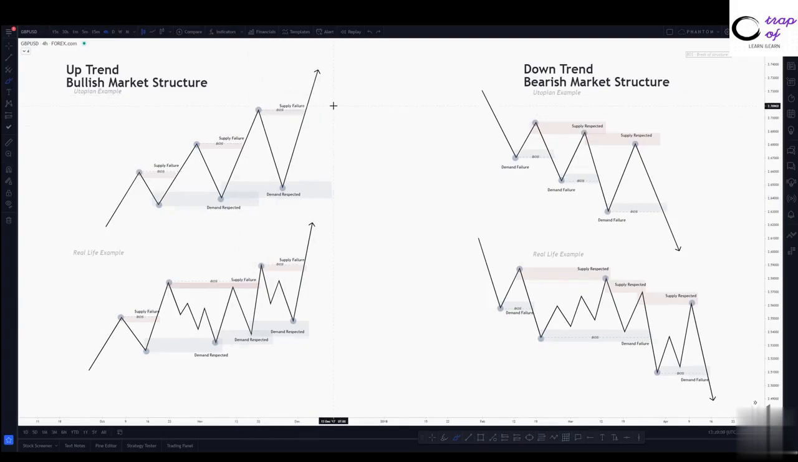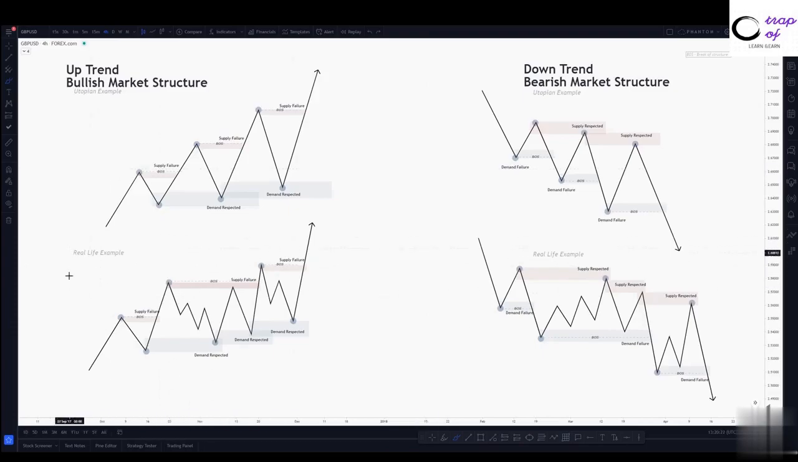And this is ultimately what we are combining when we combine market structure and supply and demand. It's the inner workings and the relationship between supply and demand, and how demand being respected and supply failing creates a bull trend or an uptrending market. Or if we're seeing supply being respected and demand failing, we're seeing a downtrend.